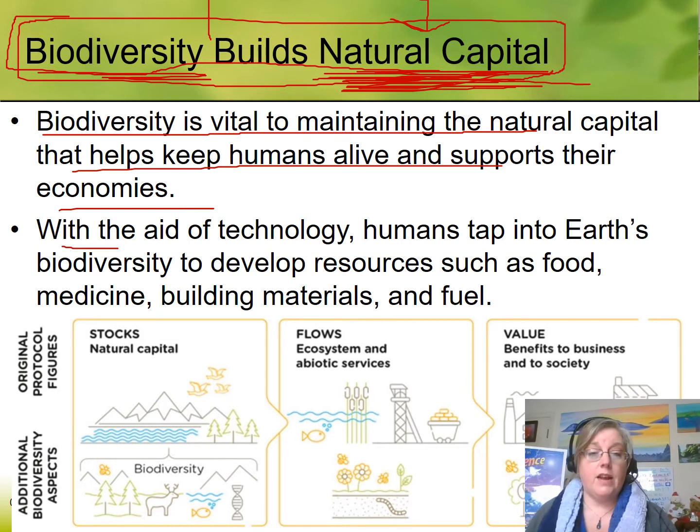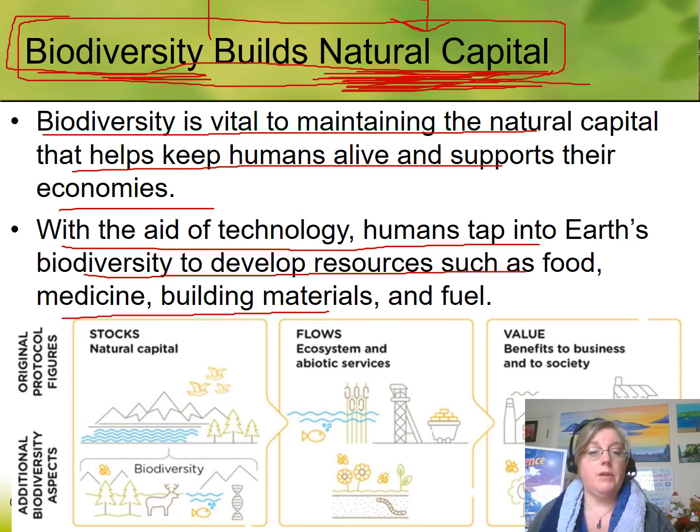So with the aid of our technology, the humans can tap into the Earth's biodiversity to help with resources like food, medicine, building materials, fuel. Okay, this is some of the natural capital that she gives us. Okay, I'm trying to make an arrow. That is a really bad looking arrow. Okay, but these are some of the natural capital things that the Earth can give to us.